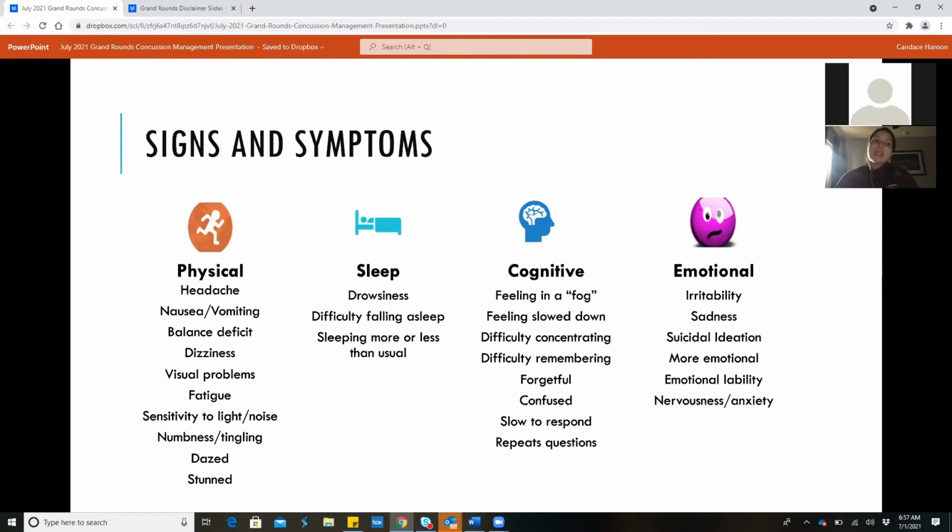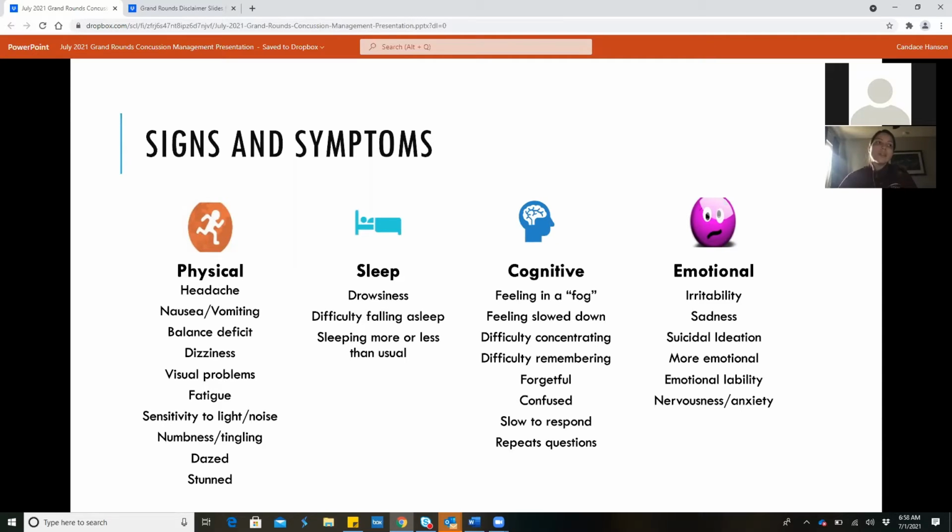Fatigue, sensitivity to light and noise, numbness, tingling, that dazed, stunned, confused look. Sleep can definitely be affected in athletes. They can be drowsy. I'm sure, again, we've seen those athletes on the sidelines. We have trouble keeping them awake. If we can't keep them awake, that's a reason for emergent evaluation. But they can also have difficulty falling asleep later, sleeping more than usual or less than usual. Cognitive: that feeling in a fog, feeling slowed down, difficulty with concentration and remembering, being confused, slow to respond.